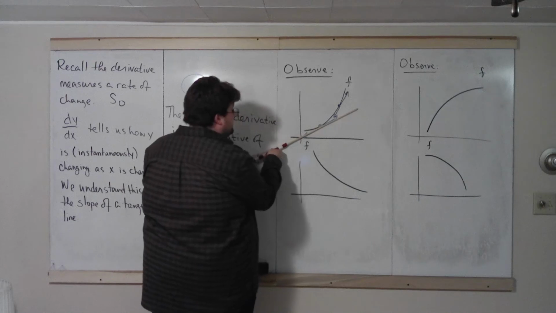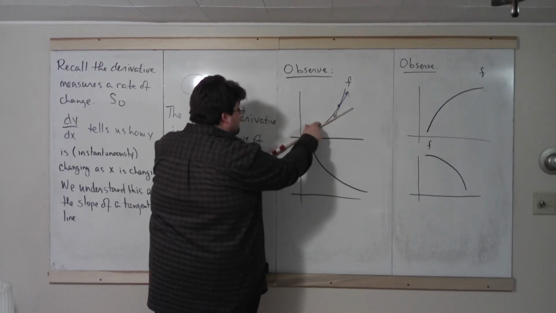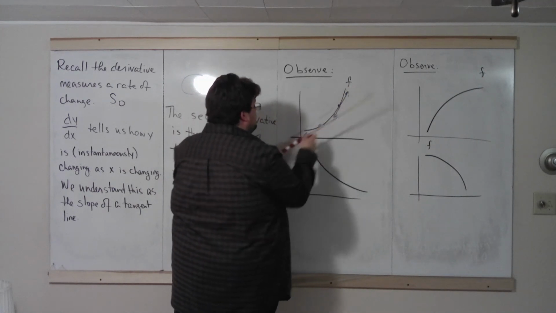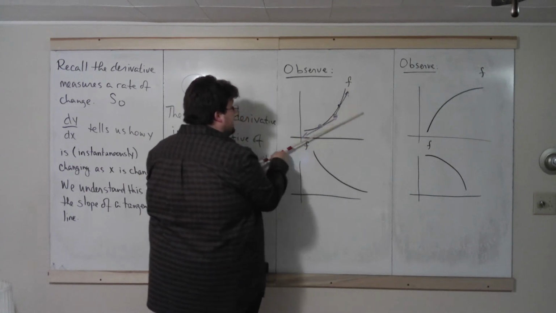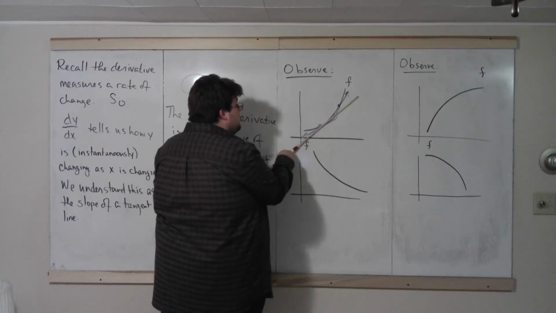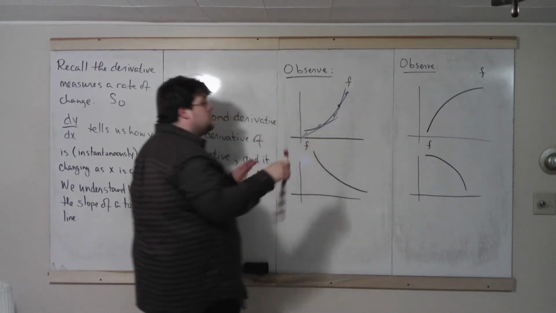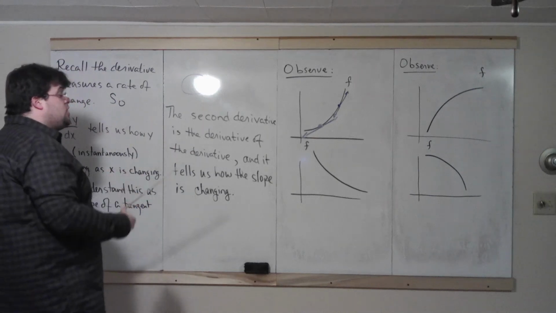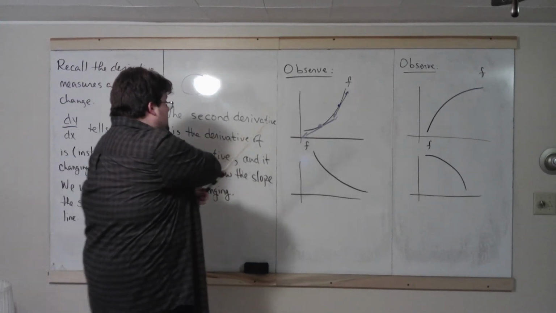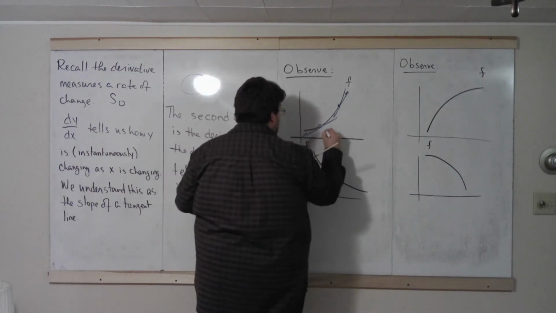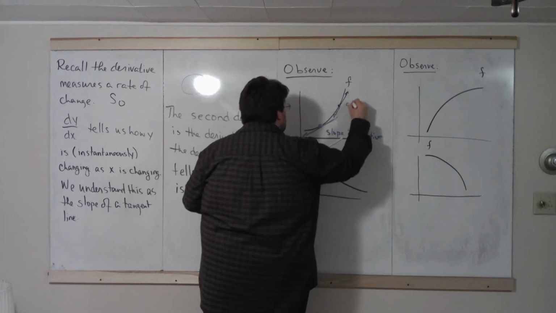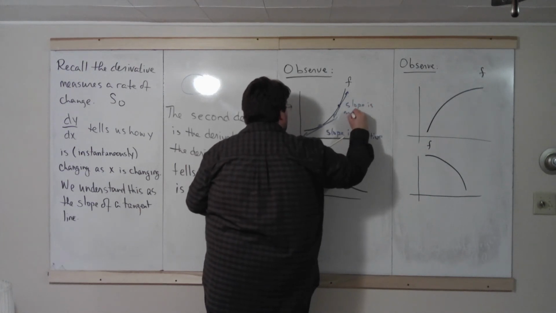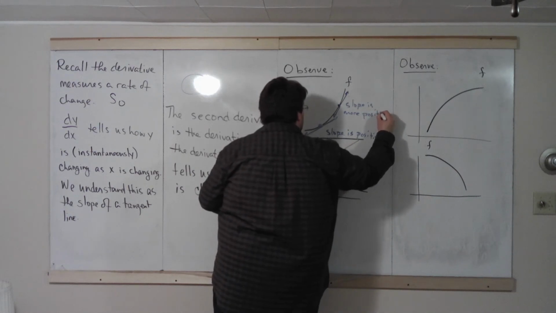So here, at this point, right here, we have a positive slope. Over here, we have a more positive slope. So right here, the slope is changing in a positive way. It's going from positive to more positive. Keep that in mind. It's changing from positive to more positive. Maybe I'll write something like that. Slope is positive. Slope is more positive.